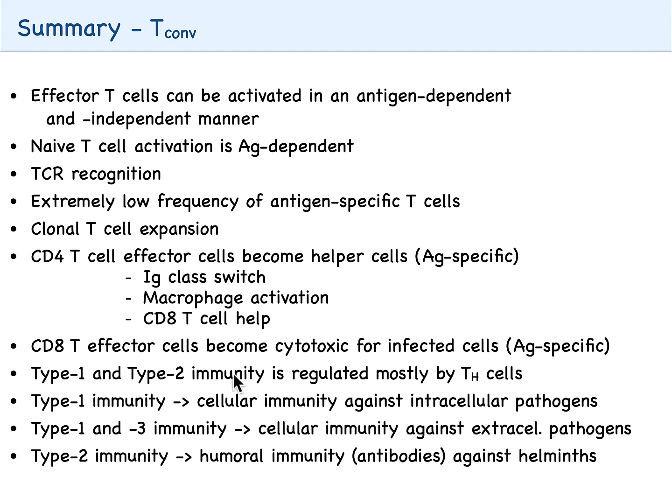Type 1 and type 2 immunity is regulated mostly by the helper cells. Remember Th1, Th2, Th17 for type 3. Type 1 immunity is important as a mediator of cellular immunity against intracellular pathogens. Type 3 is cellular immunity against extracellular pathogens, and type 2 immunity promotes humoral immunity, antibodies against parasites such as helminths.